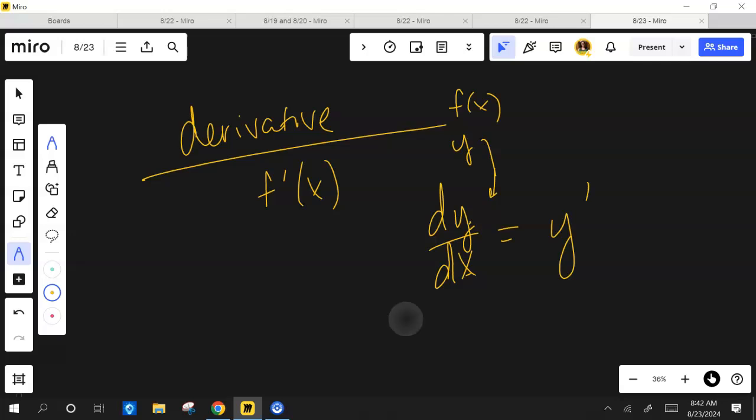It's the same thing as saying, if I found this one, it would be d dx of f of x. That's saying take the derivative of f of x. This is saying take the derivative of y.